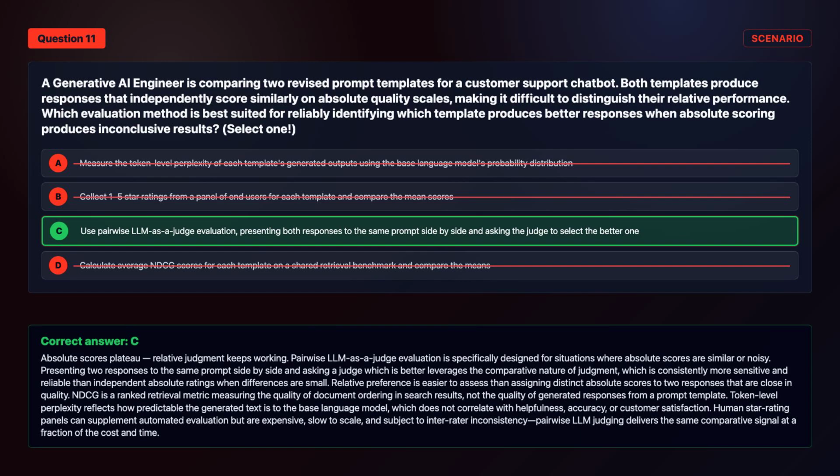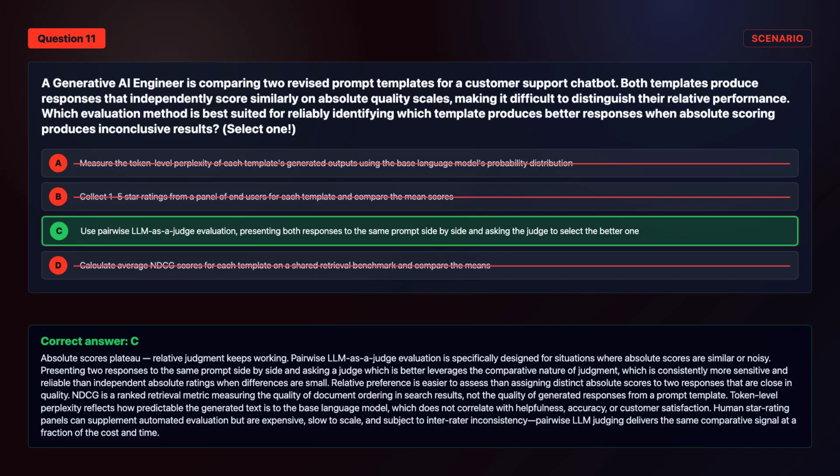The correct answer is option C. Absolute scores plateau, relative judgment keeps working. Pairwise LLM-as-judge evaluation is specifically designed for situations where absolute scores are similar or noisy. Presenting two responses to the same prompt side by side and asking a judge which is better leverages the comparative nature of judgment, which is consistently more sensitive and reliable than independent absolute ratings when differences are small. Relative preference is easier to assess than assigning distinct absolute scores to two responses that are close in quality.